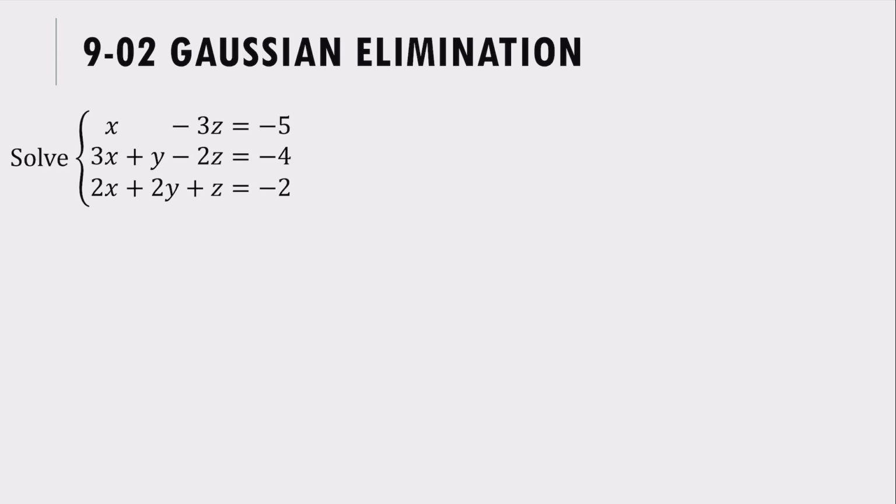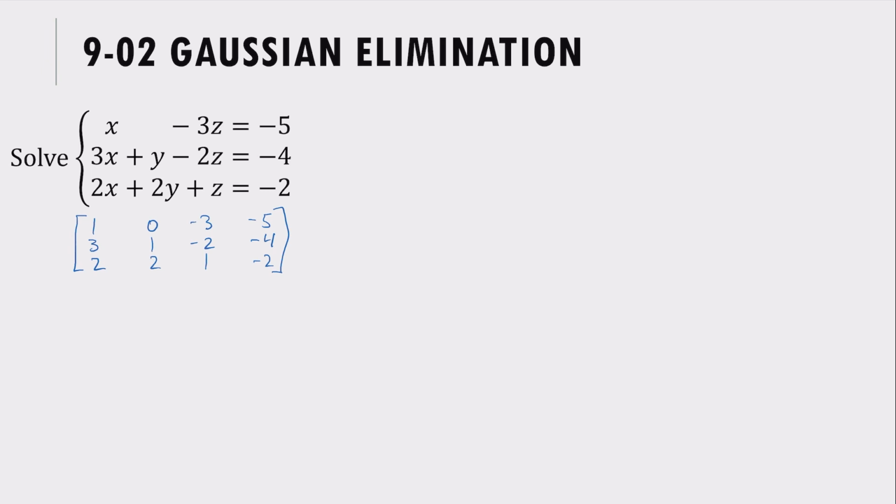Let's solve this system. Let's start by putting it into a matrix. 1x, 0y, negative 3z, negative 5. 3x, 1y, negative 2z, and negative 4. 2x, 2y, 1z, and negative 2.